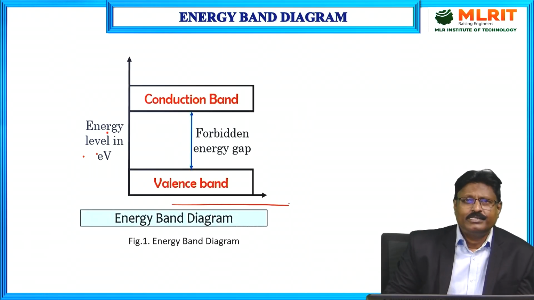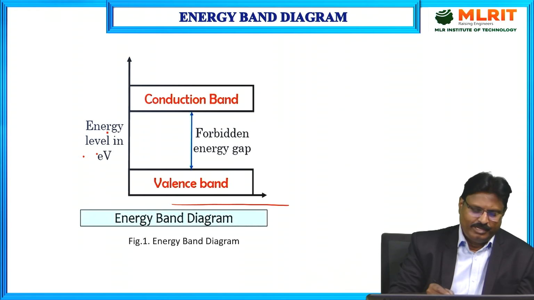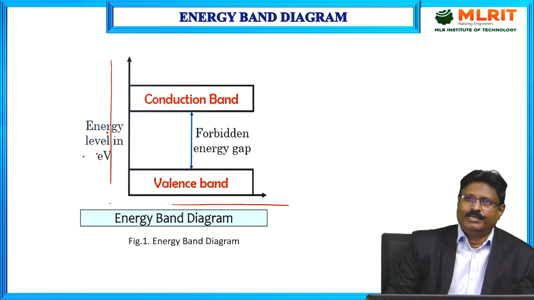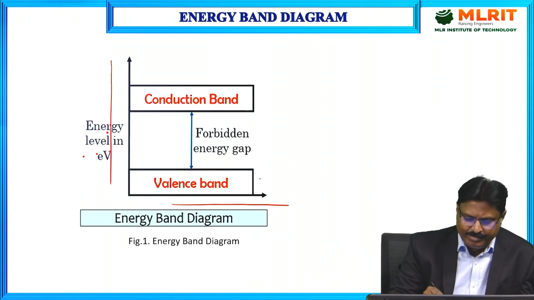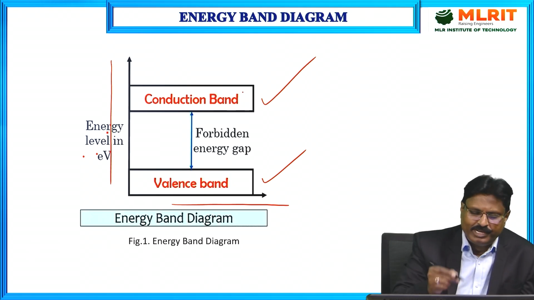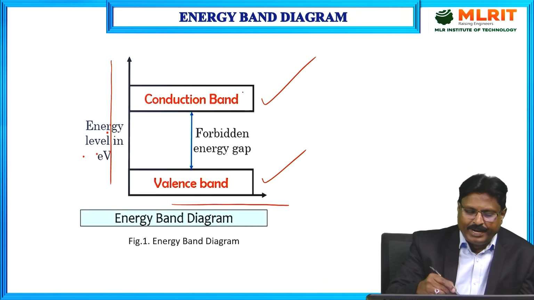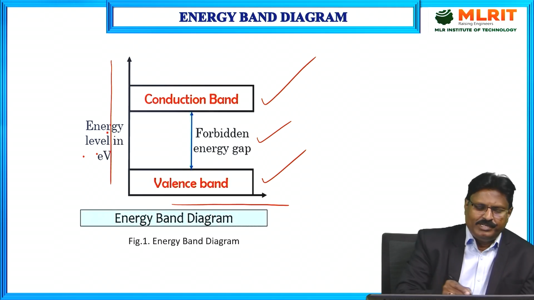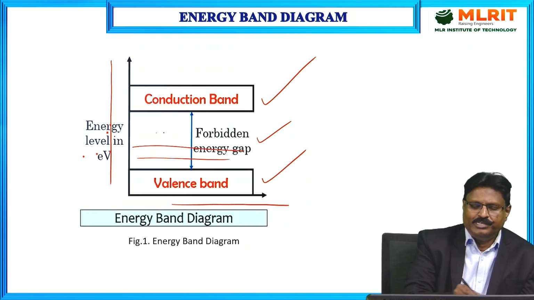this x-axis represents the interatomic spacing among the atoms of the silicon or any crystal or any solid, and this y-axis is the energy level in terms of electron volts. As you can see here, two bands are there. One is called the valence band and the second one is the conduction band, separated by the forbidden energy gap. Forbidden energy gap means it does not contain any energy levels.